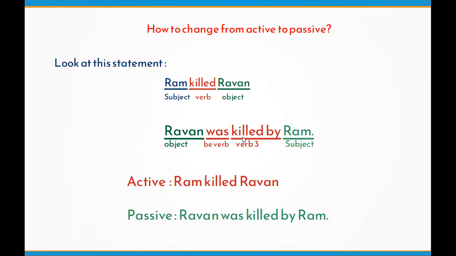So Ravan was killed. This is a V3, the past participle. Kill, killed, killed. And after that, we have to add the preposition by, then the subject. Ravan was killed by Ram. So the formula is object plus be verb plus V3 plus subject. Ram killed Ravan. In passive, Ravan was killed by Ram. So this is the formula. What is the formula? Object plus be verb plus verb 3 plus subject.